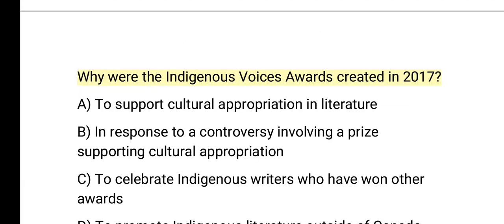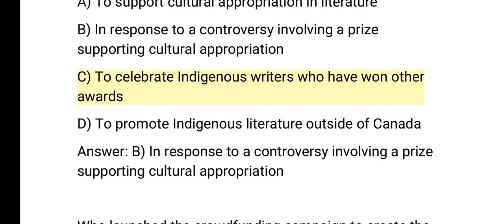Indigenous Voices Awards. Why were the Indigenous Voices Awards created in 2017? A. To support cultural appropriation in literature. B. In response to a controversy involving a prize supporting cultural appropriation. C. To celebrate Indigenous writers who have won other awards. D. To promote Indigenous literature outside of Canada. Answer: B. In response to a controversy involving a prize supporting cultural appropriation.